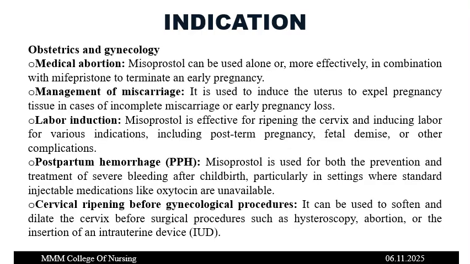Postpartum hemorrhage: misoprostol is used for both prevention and treatment of severe bleeding after childbirth, particularly in settings where standard injectable medications like oxytocin are unavailable. So if injectable oxytocin is not available, misoprostol is greatly useful to prevent bleeding after birth or for the treatment of postpartum hemorrhage. And cervical ripening before gynecological procedures: it can be used to soften and dilate the cervix before surgical procedures like hysteroscopy, abortion, or insertion of an intrauterine device.